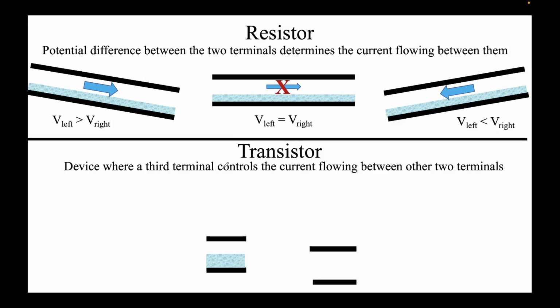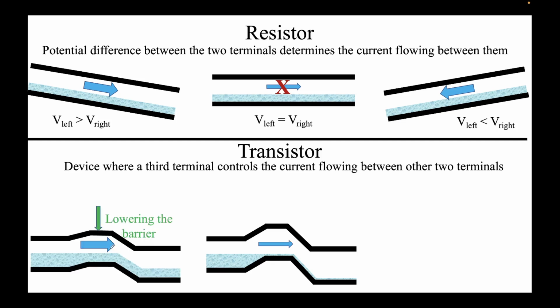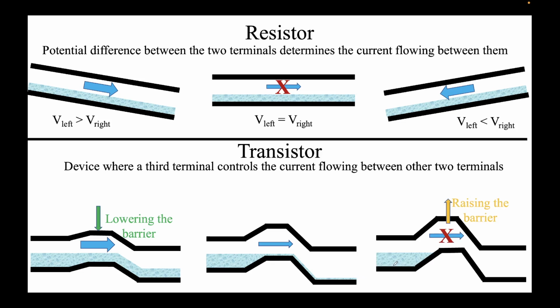Transistor we had talked about. In this case, a third terminal will control the current flowing between the two other terminals. So we have this terminal left and right, which are on your screens, and let's say a middle terminal which is slightly raised, so only a small amount of water can flow. However, if I lower this middle barrier, by the way, the left and right barriers still remain the same as in the earlier case, right? More water can flow, and if I raise the barrier, it can so happen that no water flows.